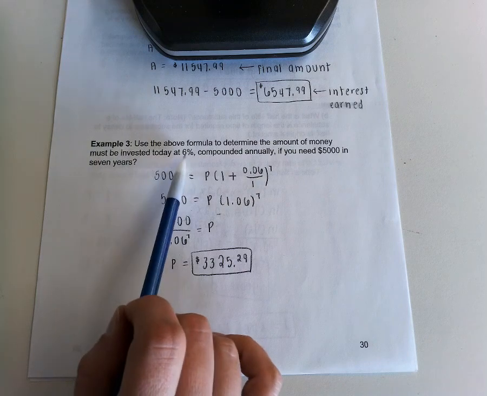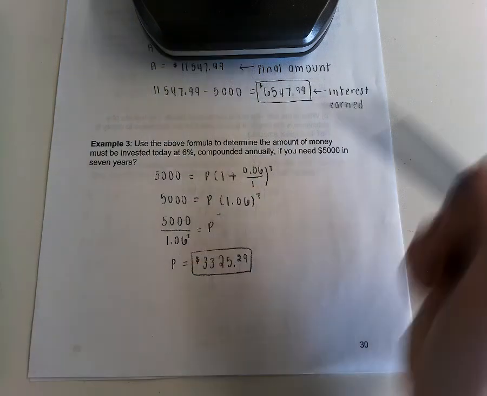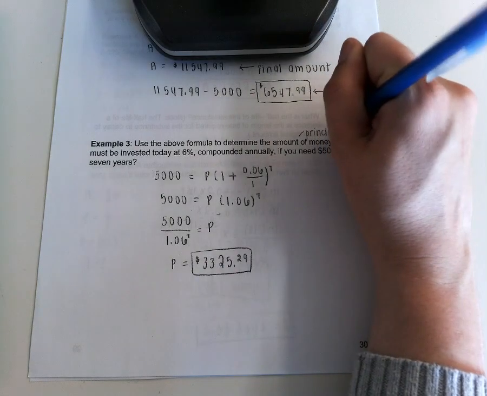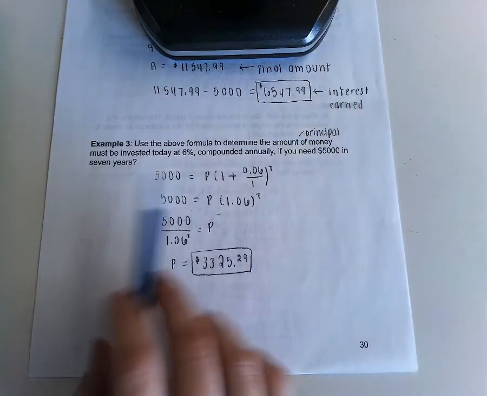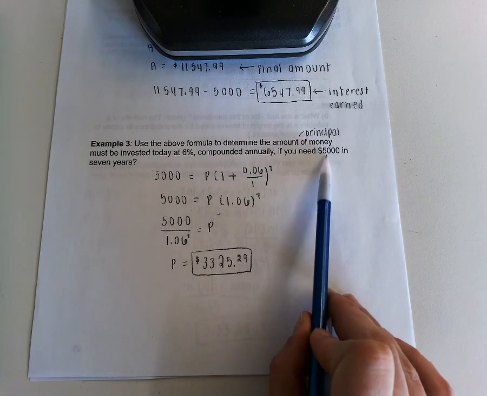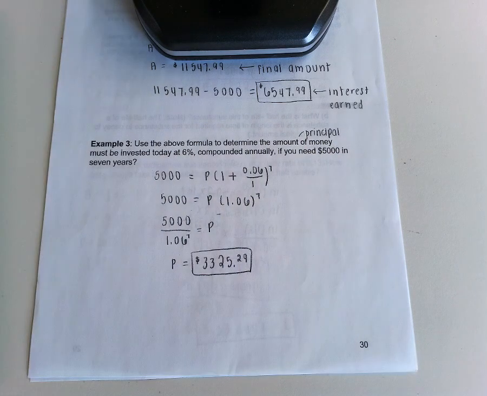Example 3 uses the exact same formula, but in this case, we're looking to determine the amount of money that has to be invested at 6%. So the amount that has to be invested, that's the principal. So we're looking to solve for P. If it's earning 6% interest compounded annually, and if you need to have $5,000 at the end of 7 years.